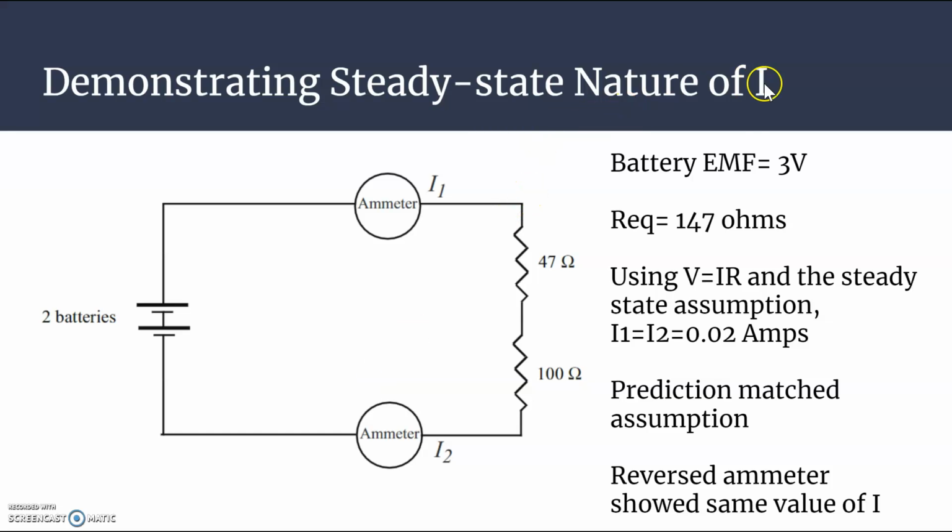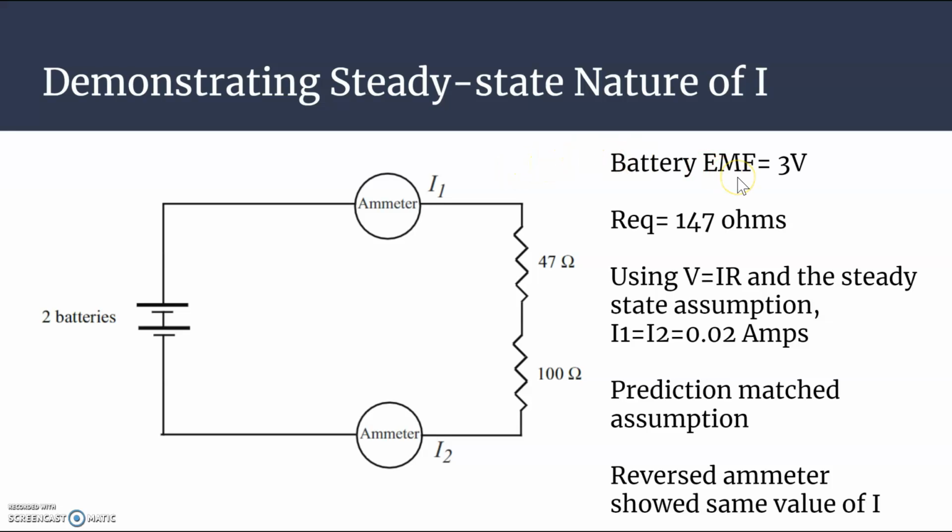To demonstrate the steady-state nature of I, we created a DC circuit shown here with two 1.5 volt batteries and two resistors in series right here. And then there was an ammeter placed, quote-unquote, before and after the resistors to see the current that was passing through. Theoretically, the amount of current passing through should be the same because the current does not depend on time and it stays the same.